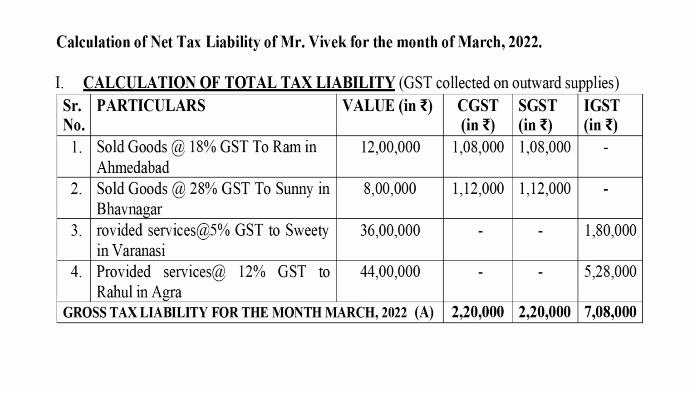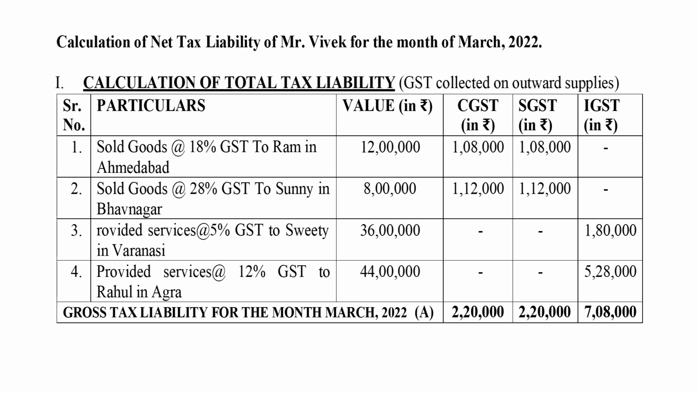Then the second one, sold goods at 28% to Sunny in Bhavnagar. Bhavnagar is also in Gujarat, so same state. On 8 lakh we are going to calculate 28%, that is 14% and 14%. So 14% of 8 lakhs gives 1,12,000. So in both CGST and SGST you will write 1,12,000 and 1,12,000.